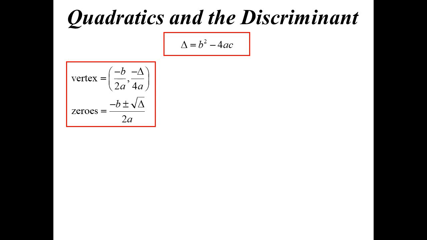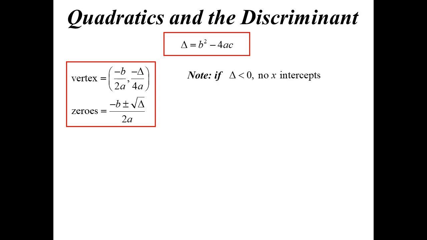So rather than working all that out, I can just go straight into minus the discriminant on 4a, and that will give me the y value, the maximum or the minimum value straight away. Finding the zeros, well, there's the quadratic formula. It becomes negative b plus or minus the square root of the discriminant, because the discriminant is that b squared minus 4ac. Here's some interesting things about the discriminant.